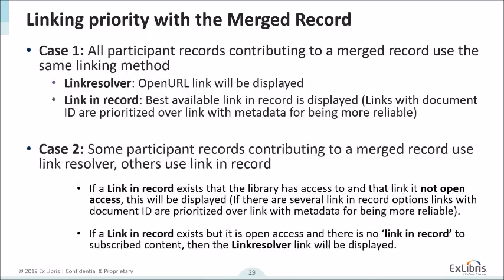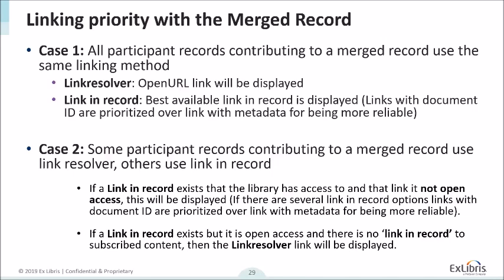Now, if linking happens for a merged record, we have potentially different candidates of links. And you have defined a priority to define what will happen for the link. So the first case is where all of the participants that you are entitled to contribute to a merged record use the same linking method. So there are two records, they're merged, and both of them actually have full text linking via the link resolver. If this is the case, then the OpenURL link will be used, and Alma will show the services that are active.